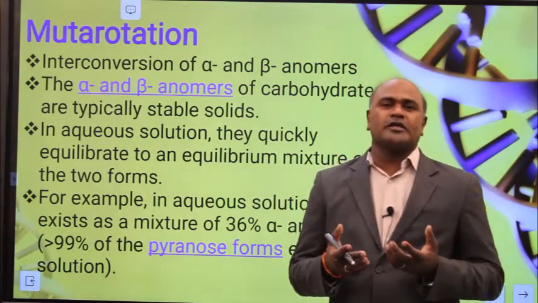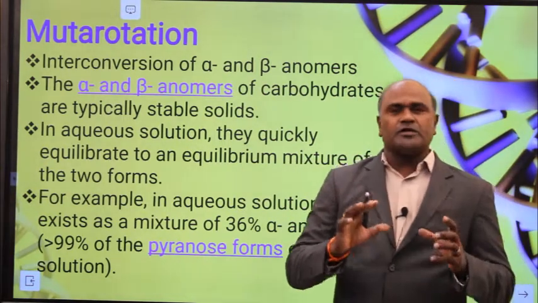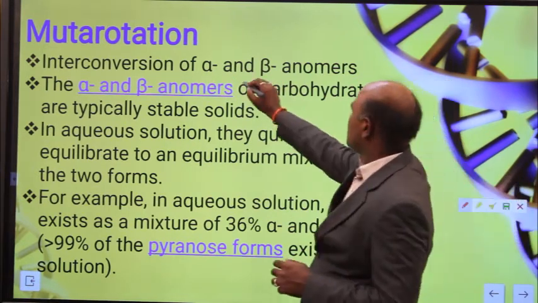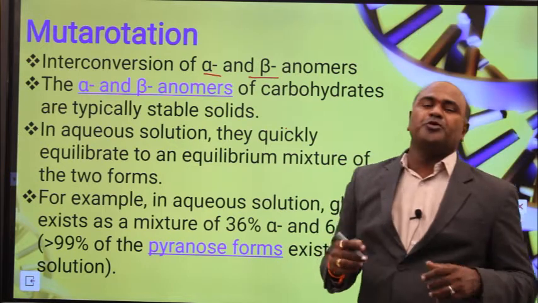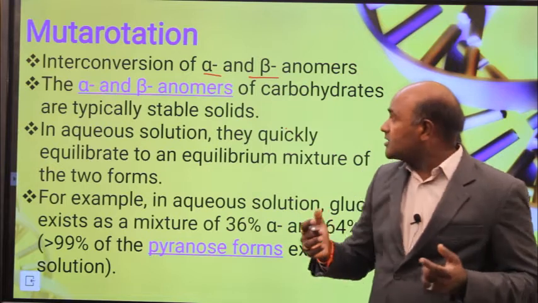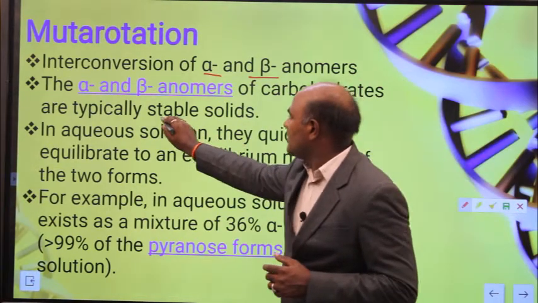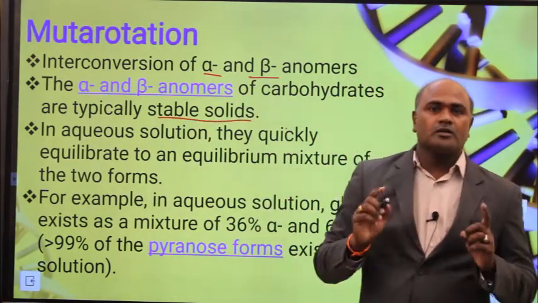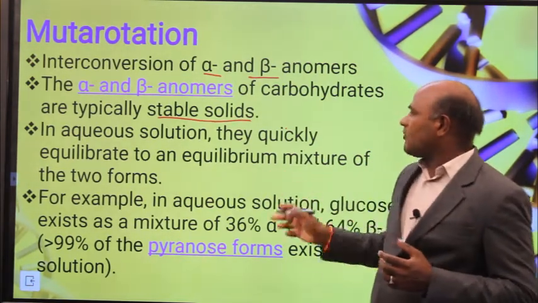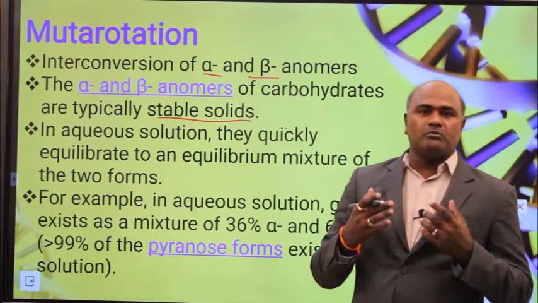Mutarotation. What is mutarotation? Always remember it is the interconversion of alpha and beta anomers. Alpha and beta anomers of carbohydrates are typically stable solids. In aqueous solution, they quickly equilibrate to an equilibrium mixture of two forms. They will immediately form two forms.